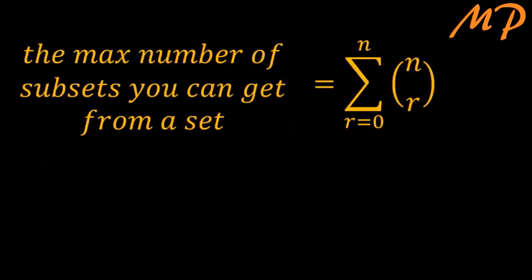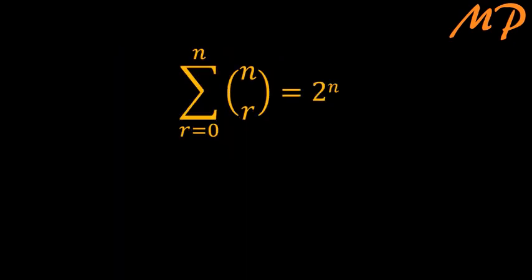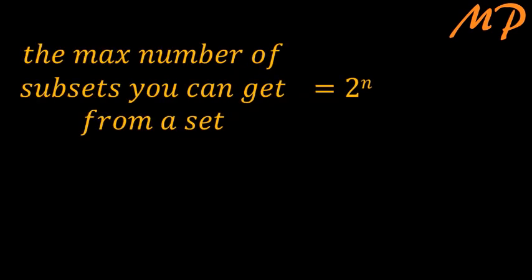So in general the maximum number of subsets you can get from a set is equal to the sum of combinations n choose r, where n is the number of elements, and we already know from before that the sum of combinations where r increases from 0 to n is equal to 2 to the power of n, so we can conclude that the max number of subsets is equal to 2 to the power of n. Therefore the cardinality of the power set of set S is 2 to the power of the cardinality of set S.